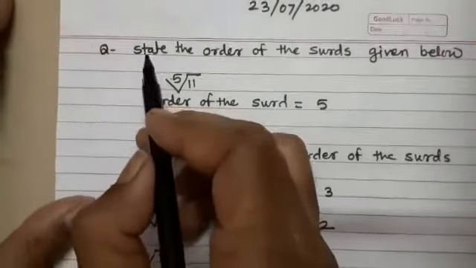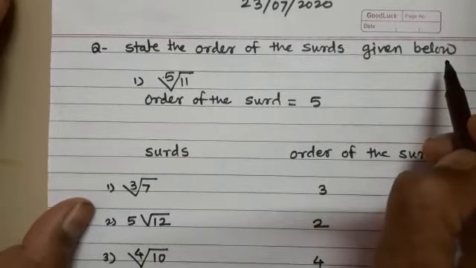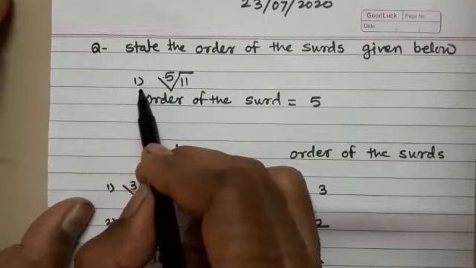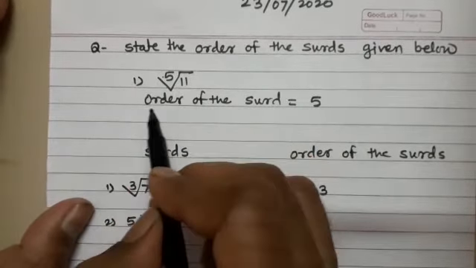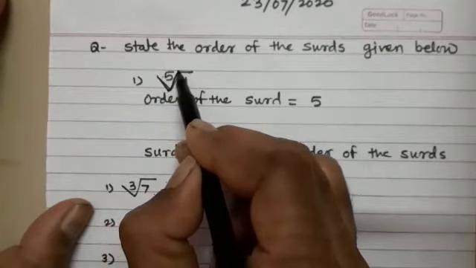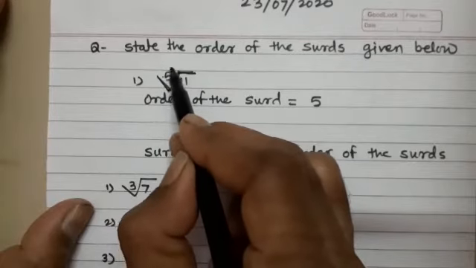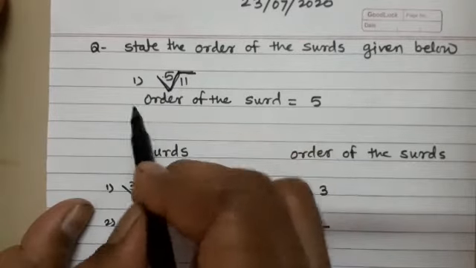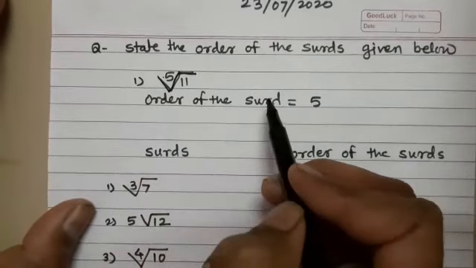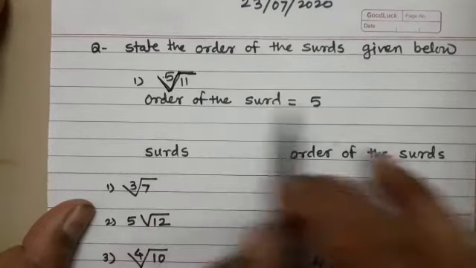Now another question is here. State the order of the surds given below. This is very easy topic. Now I am showing you the first example, fifth root of 11. The natural number which is written in the V-shaped part of this radical sign is called the order of the surd. And we can write in this way, order of the surd is equal to 5. That means we just have to state here the order of the surd.